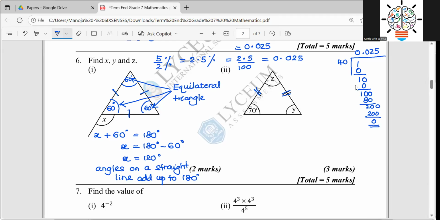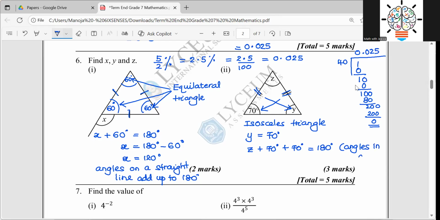The next one you can find, so here they have given a good signal what it is, that it is an isosceles triangle. First you want to write this is an isosceles triangle. In an isosceles triangle, we know that y is equal to 70, right? Y is equal to 70 because these two angles will be equal to 70. Then you write z plus 70 plus 70 equal to 180. What is the reason? Angles in a triangle. So then 70 and 70, it is 140.